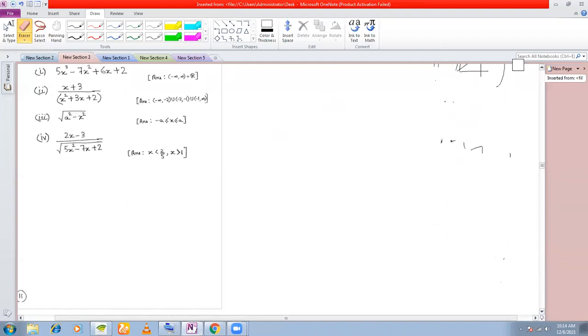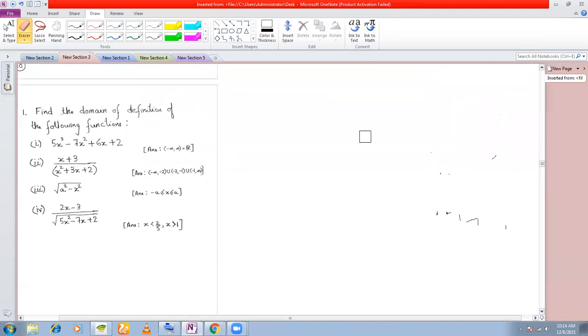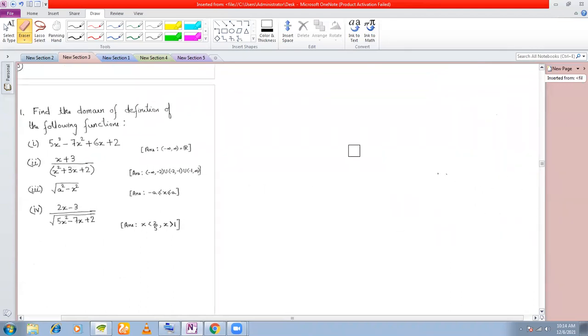We want to find the domain of each of these such that it is a function. That means all these are given to you as functions, right? You just need to find out the domain, what you need to remove from the domain so that it is a function. Okay, look at the first one. Find the domain of the following functions.